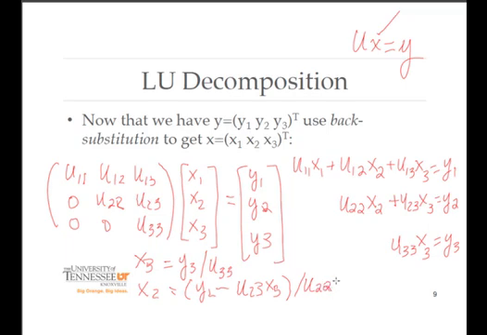So once you have x2, x3, you could plug them into the top equation, and we would pull off the final solution component. x1 would be, in parentheses, y1, which we would know, minus u12 times x2, minus u13 times x3, quantity divided by u11.